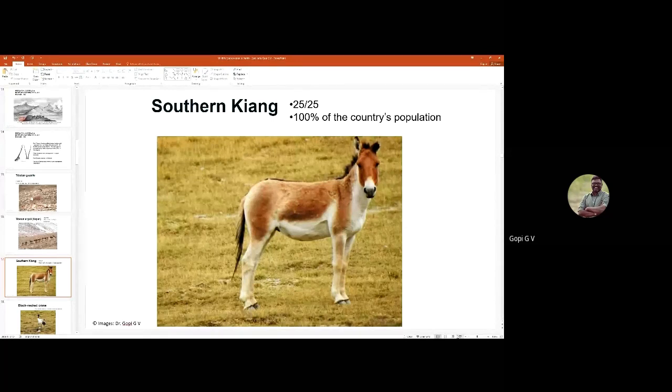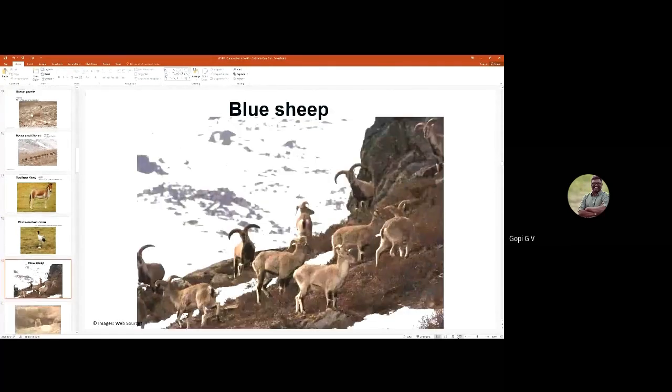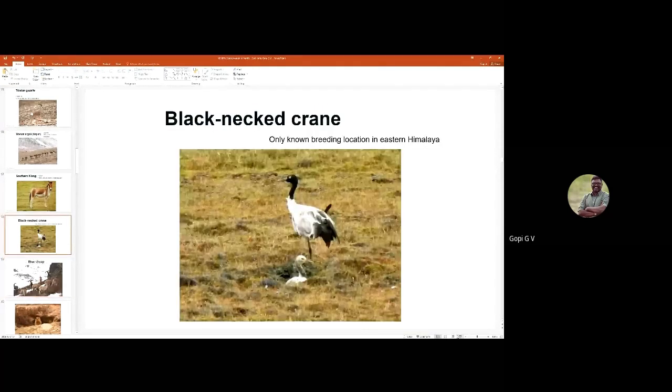If you want to see the southern kiang, you have to go to this place in North Sikkim. As I told, black-necked cranes, the only known breeding location in the Indian part of the eastern Himalaya is in North Sikkim. There are wintering grounds elsewhere in Arunachal Pradesh in the Tawang district, but this is the only breeding ground. Very recently, when we went for a survey, we actually recorded black-necked cranes breeding in these Mogutang marshes.